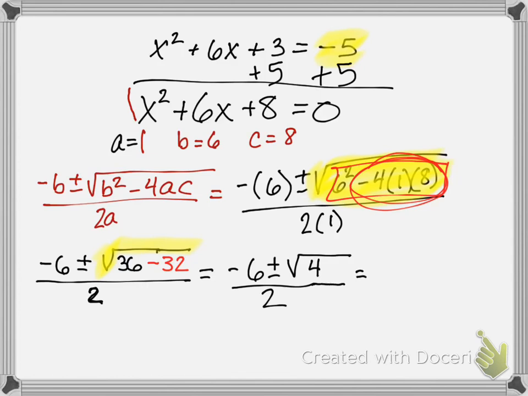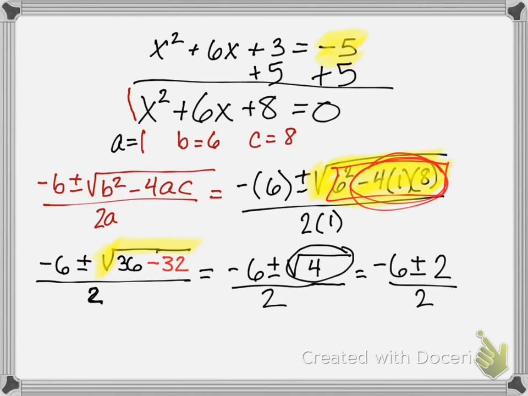Now keep simplifying that square root sign. I know that the square root of 4 is just plain 2. So I'm going to put negative 6 plus or minus 2 all over 2. If you notice, the only thing that changes through those steps was the numbers inside your square root sign. So we are down to our last step.